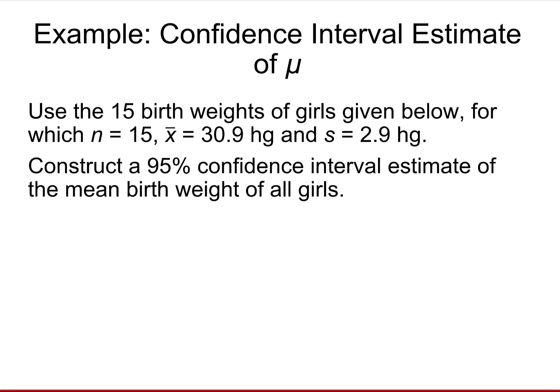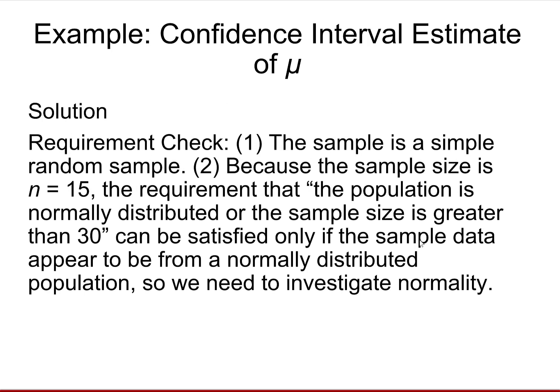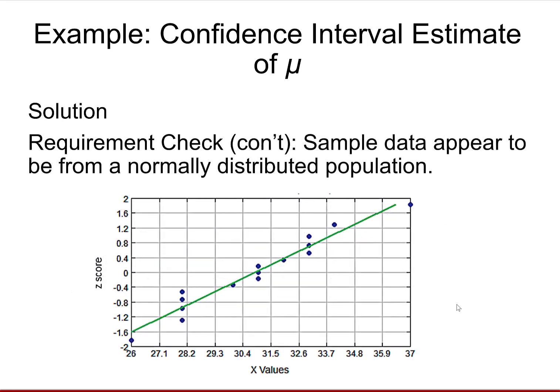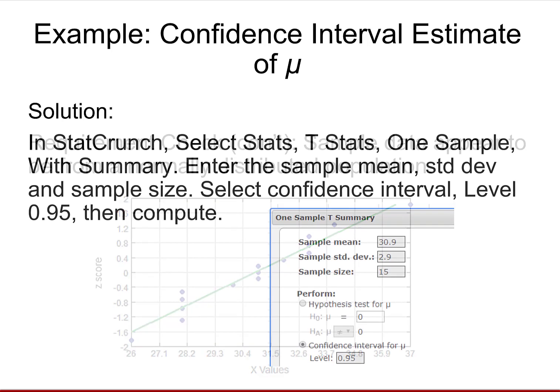We have 15 birth weights of girls, for which n equals 15, the mean was 30.9, and the standard deviation was 2.9. And we want to construct a 95% confidence interval estimate of the mean weight of all the girls. So it is a simple random sample. Because the sample size is 15, and the requirement didn't tell us that the population was normally distributed, we're going to have to investigate normality. Remember, we learned about that in the last section in chapter 6. And here is a normal quantile plot. And this does appear to be normally distributed, no deviations from normality.